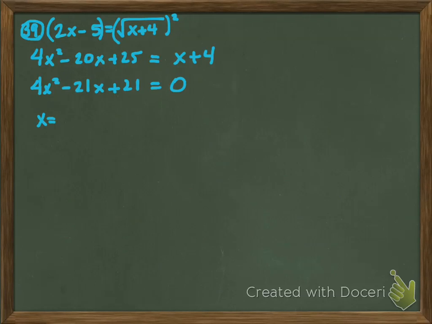Quadratic formula is negative b... Watch how I write it when I use it. Negative b plus or minus the square root. It's invisible. All right, so I didn't put letters, I put parentheses. Negative b plus or minus the square root, and put a big square root.